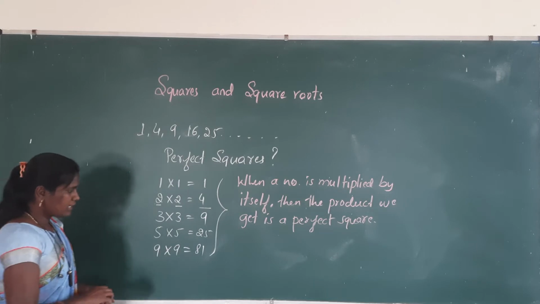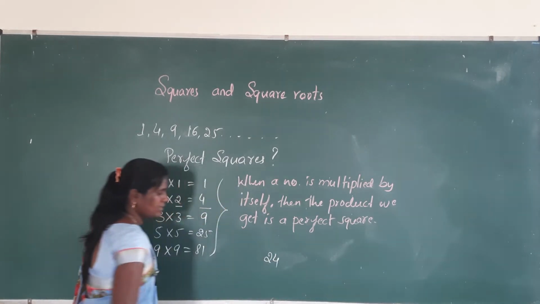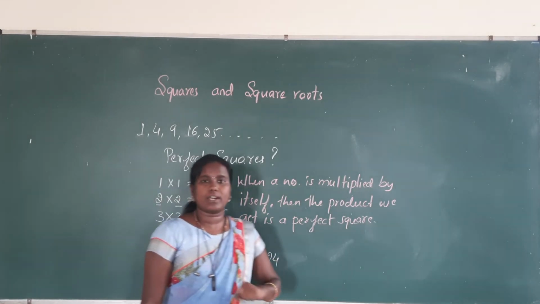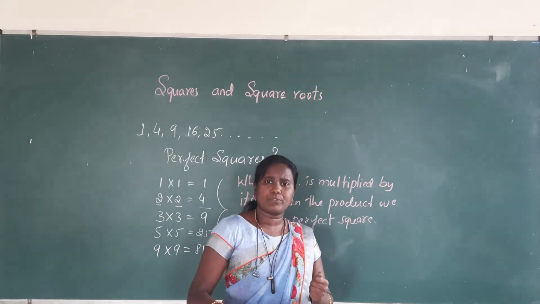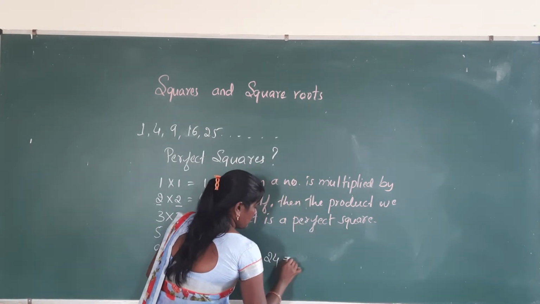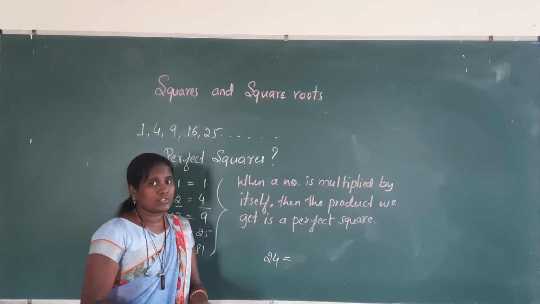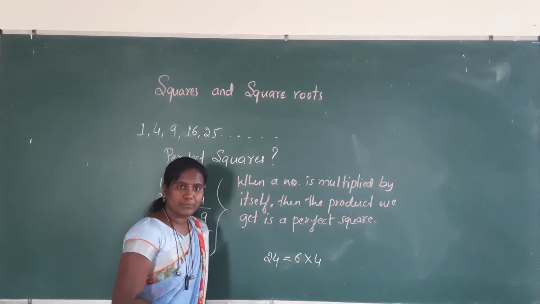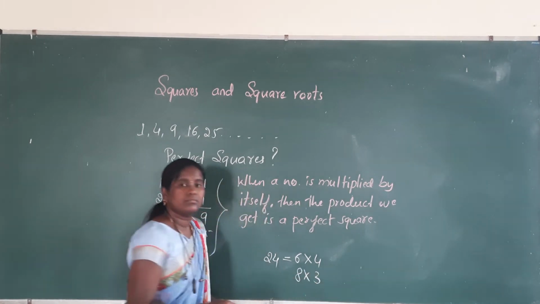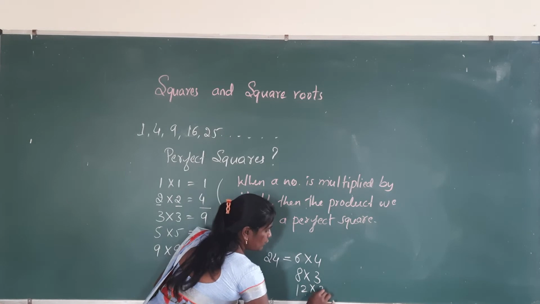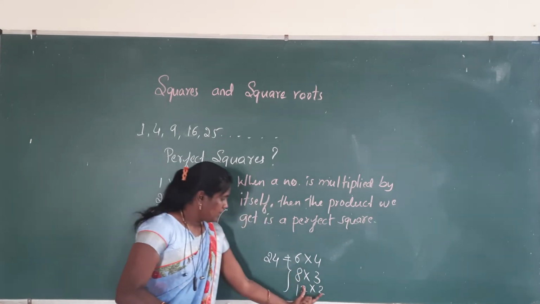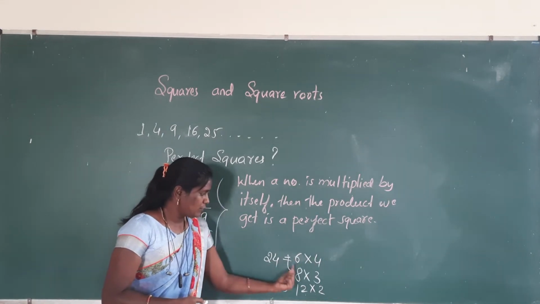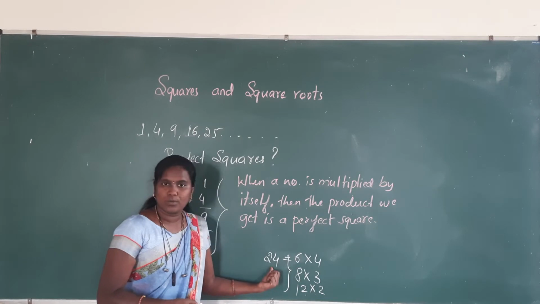Now, let me consider 24. Let us see whether this 24 is a perfect square or not. What are the factors of 24? 6 into 4 is 24, 8 threes are 24, 12 twos are 24. All these products are 24 only.